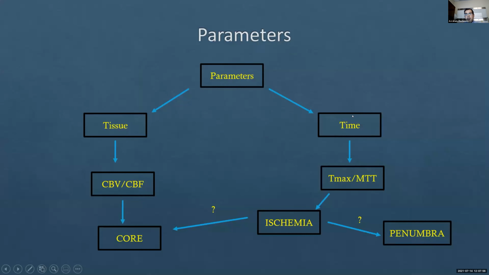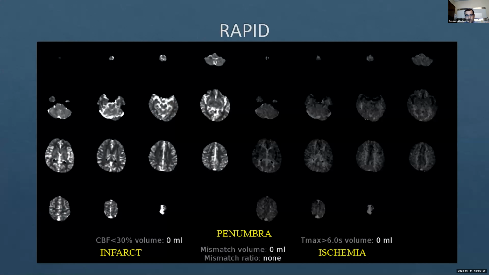However, there's another factor which is related to time. Is there delay? Is there too much time taken to get to that part of the brain? That's going to relate to something called ischemia: not enough blood supply. That tissue may ultimately be dead or may not be, and that's what we call penumbra. That's the critical thing. I'm just going to show you an example so you can understand it.